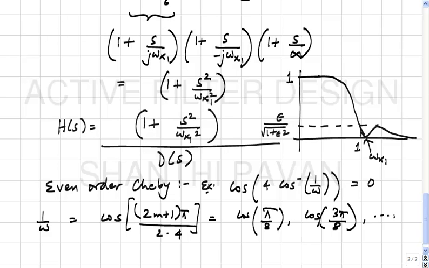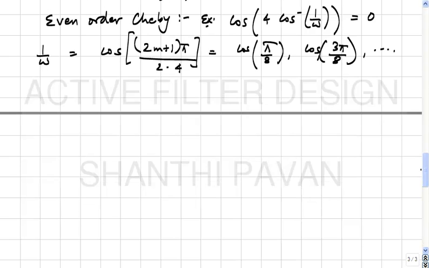series. So it means that all the zeros of this equation are at finite frequencies. So you will get something of the form 1 plus s square by omega x1 square times 1 plus s square by omega x2 square, where omega x1 is 1 by cos pi by 8 and omega x2 is 1 by cos 3 pi by 8. So a fourth order inverse Chebyshev response will look like this.